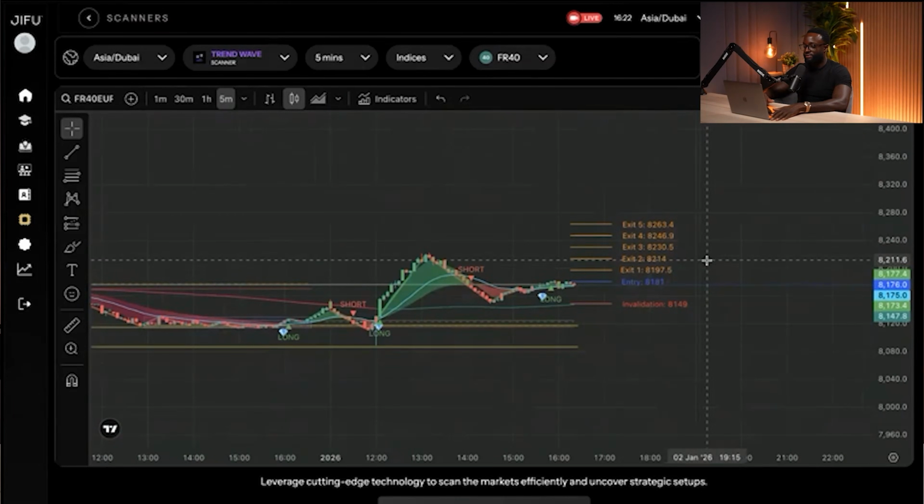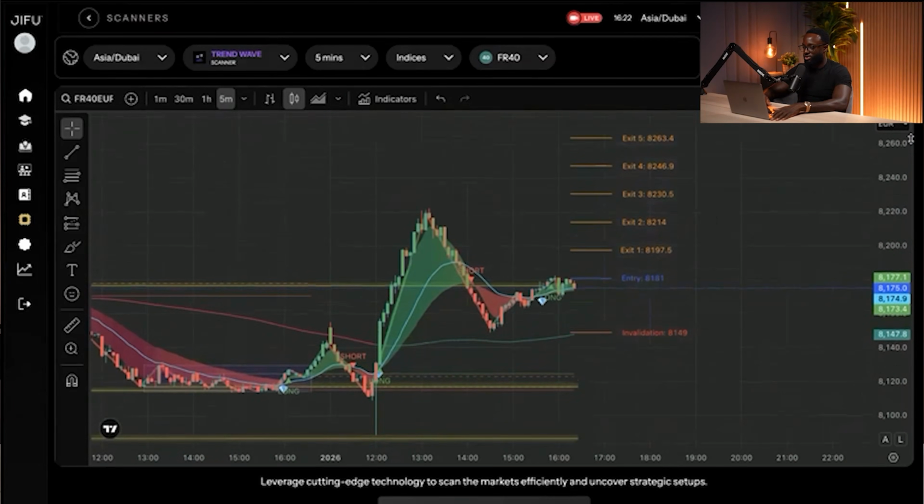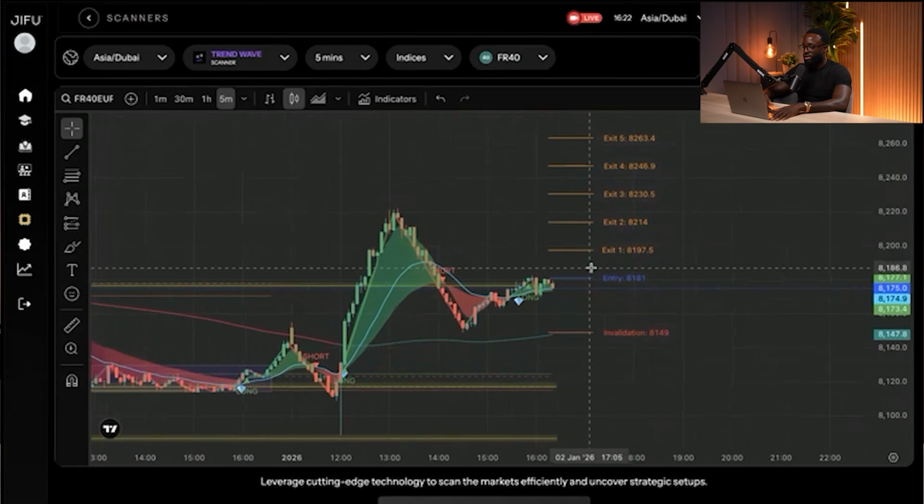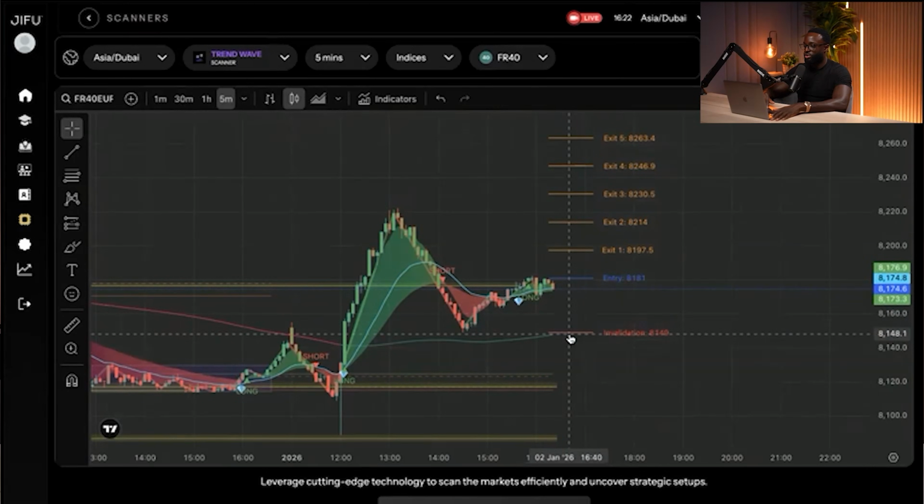So let's start by flicking through the time frames that we've analyzed Sniper Pro on. On a 5-minute chart, there is a buy that got called out on Trend Wave, and we're currently between entry and stop loss, which means we can take the trade from where it is.